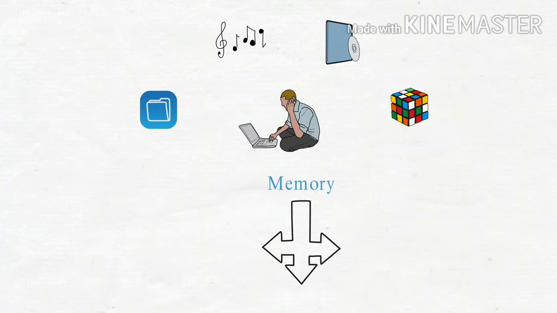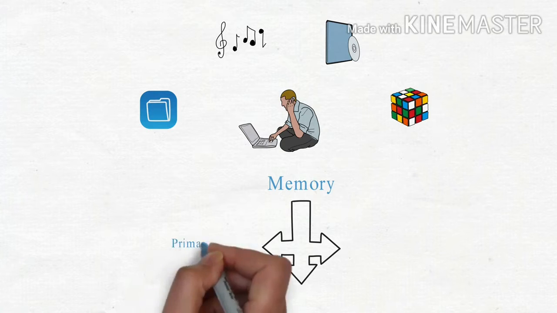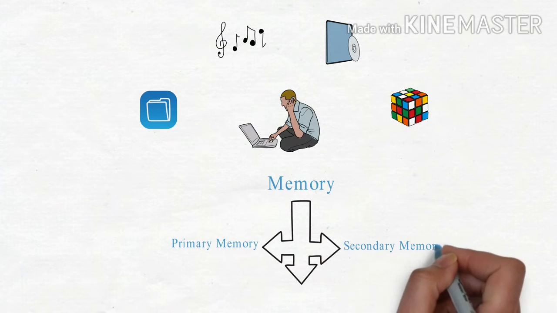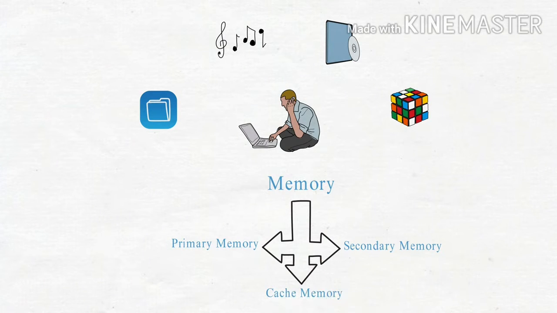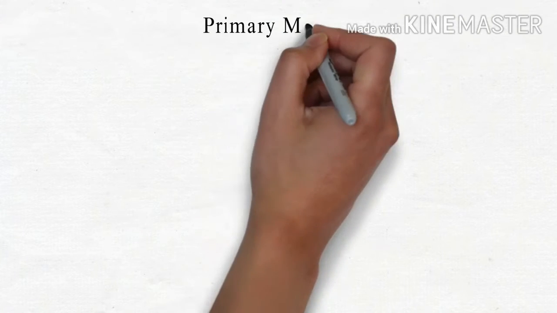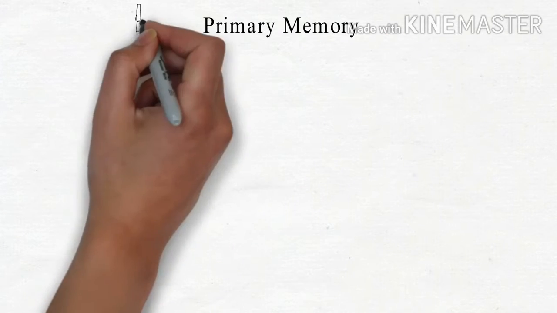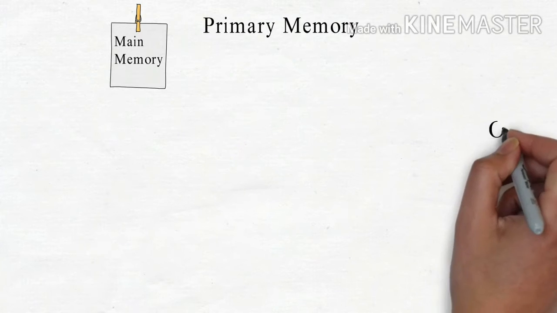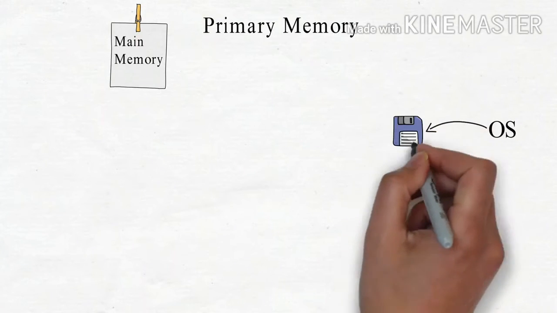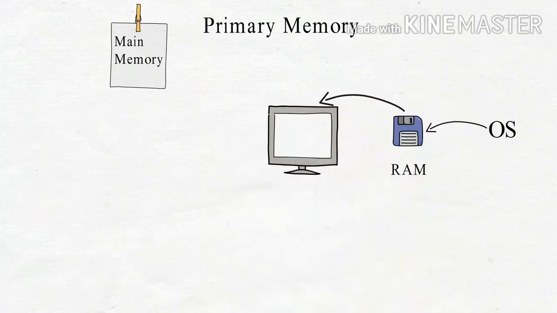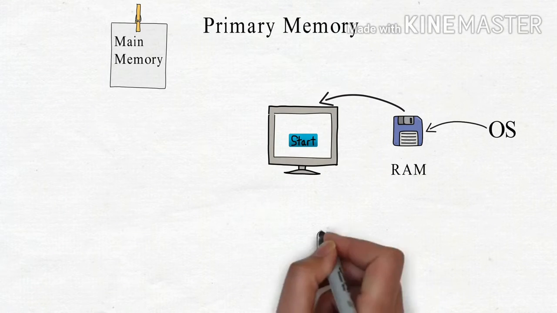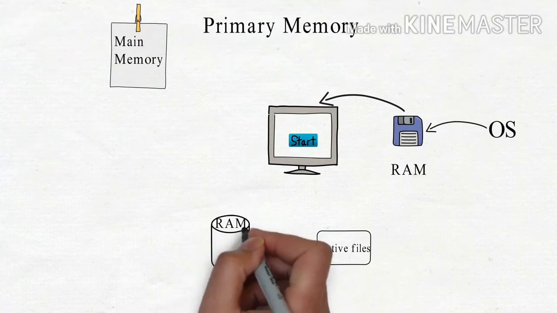There are three types of memory: primary memory, secondary memory, and cache memory. Primary memory is the main memory of the computer. When the user switches on the computer, the OS gets loaded from the hard disk to RAM. The active program is stored in the main memory called RAM.